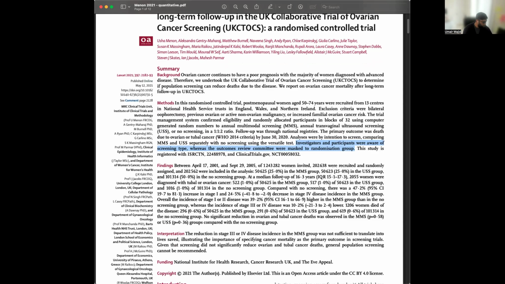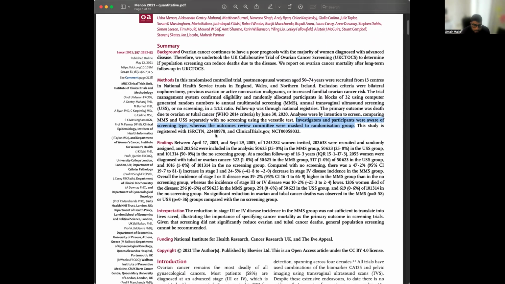Quickly into the findings. I won't go into detail on the findings, but you can tell there are lots of numbers, lots of percentages, the interquartile range, the 95% CI, right? This is a full-on quantitative study. It defines to you the timeline, from April 17, 2001 to September 29, 2005. It talks to you about how many women they invited, about 1.2 million.